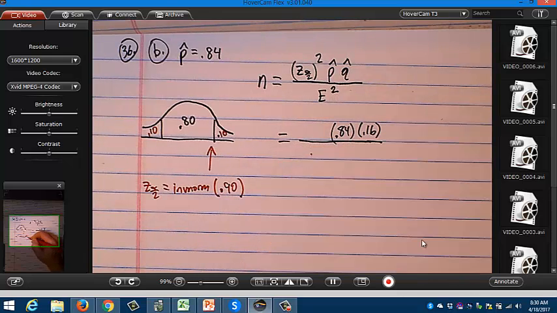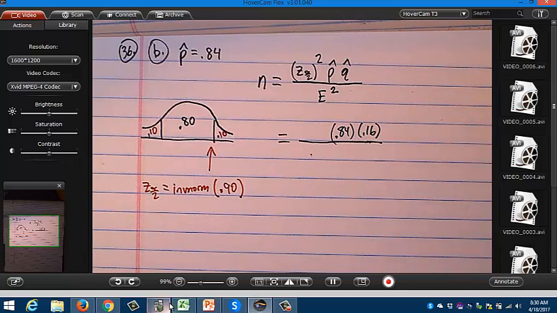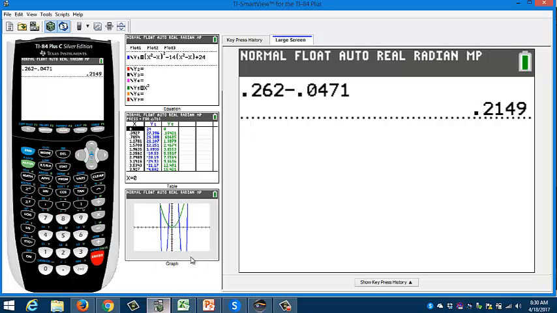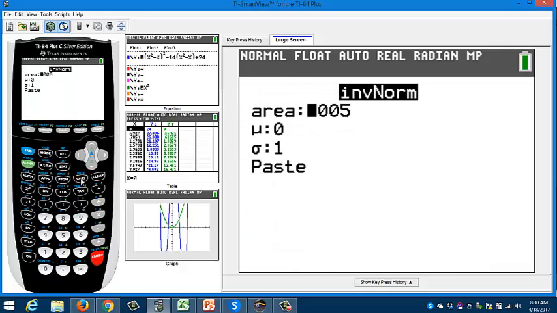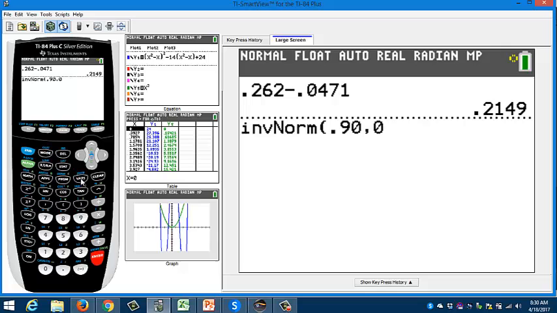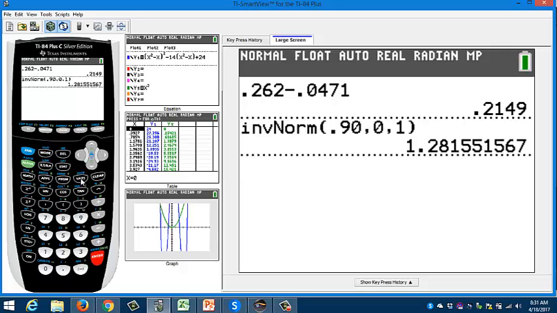Does that make sense to you? Because that way it'll be positive. I could do 10%, it'll be negative. Either way is fine, because you're going to do plus or minus anyways, right? So if I do that, I get inverse norm of 0.90, 1.281. Yep, 1.28 is the critical value.